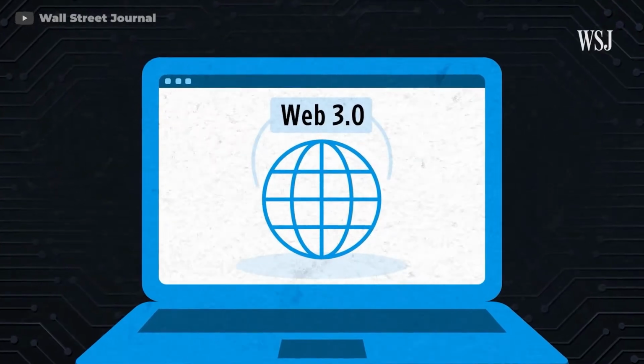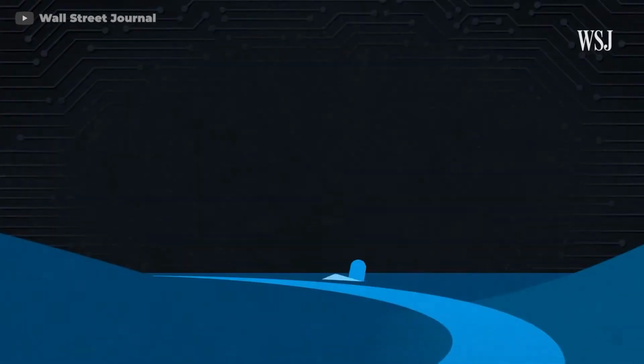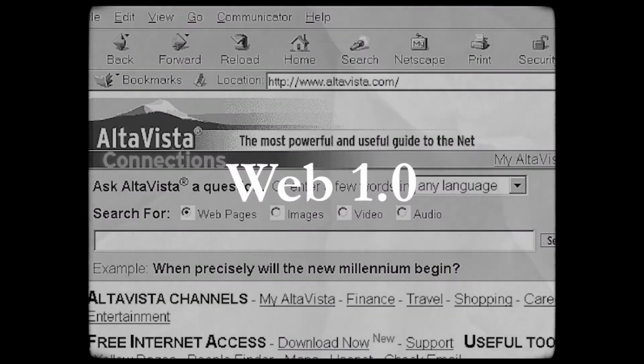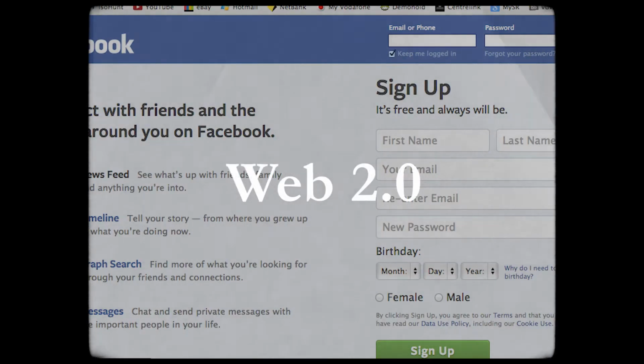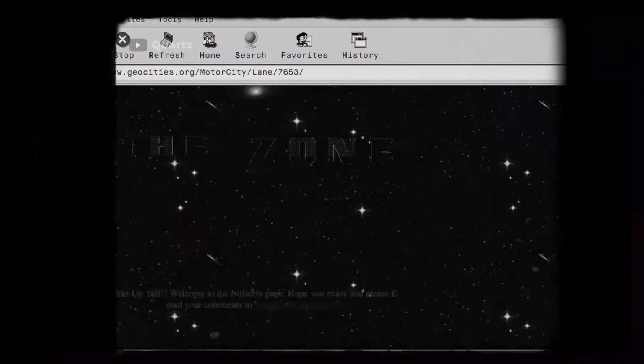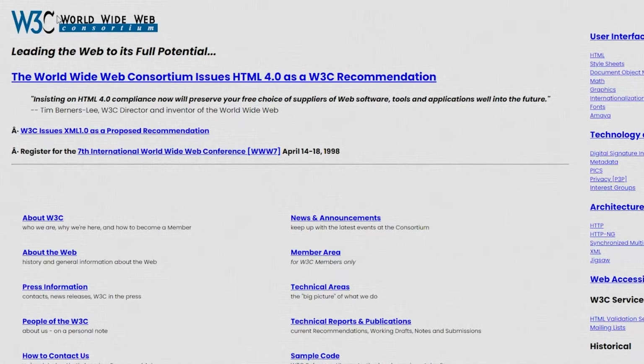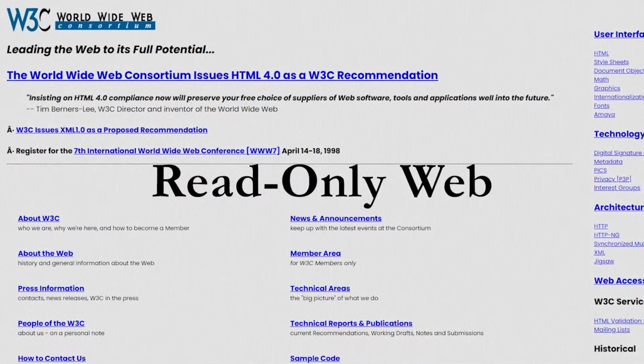Before we can start understanding what Web 3.0 will be like, we must first take a brief look at the earliest versions of the internet, i.e. Web 1.0 and Web 2.0. Web 1.0 was the earliest version of the internet and it was released in the early 90s. Web 1.0 consisted of web pages that were connected by hyperlinks. Web 1.0 was called the read-only web because it wasn't interactive.